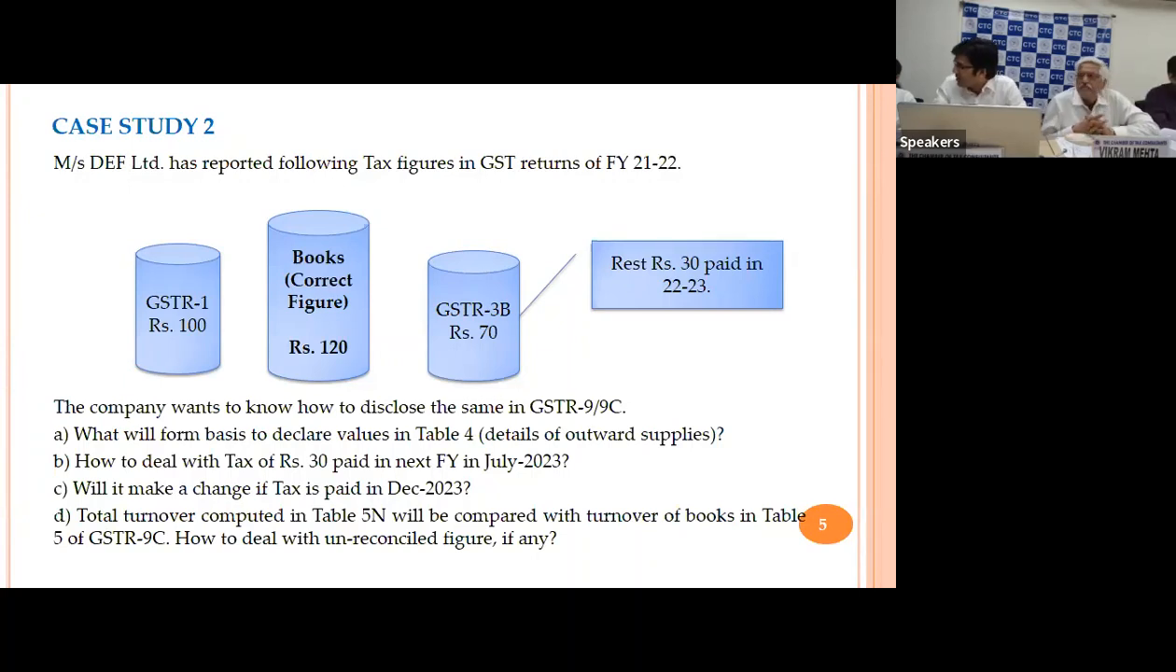Over there, if they do not include that now, then it will show you a mismatch between 9 and 9C, because as per your books these incomes will be there, and as per GSTR-9 these incomes will not be reported. So it will show a gap.